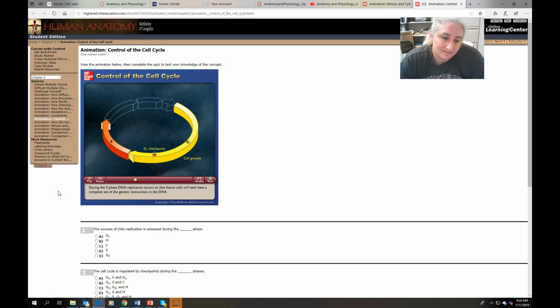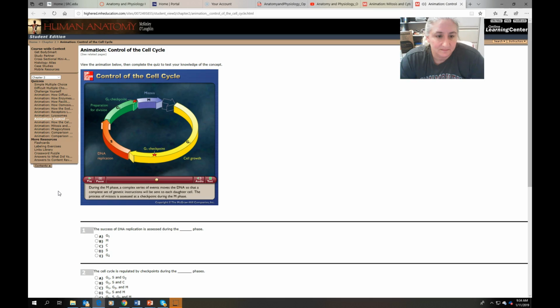During the S phase, DNA replication occurs, so that future cells will each have a complete set of the genetic instructions in the DNA. After DNA replication is complete, cells enter the G2 phase, where they continue to grow and prepare for cell division. At a checkpoint in this phase, the success of DNA replication is assessed. If all is well, the cell enters the mitosis M phase.